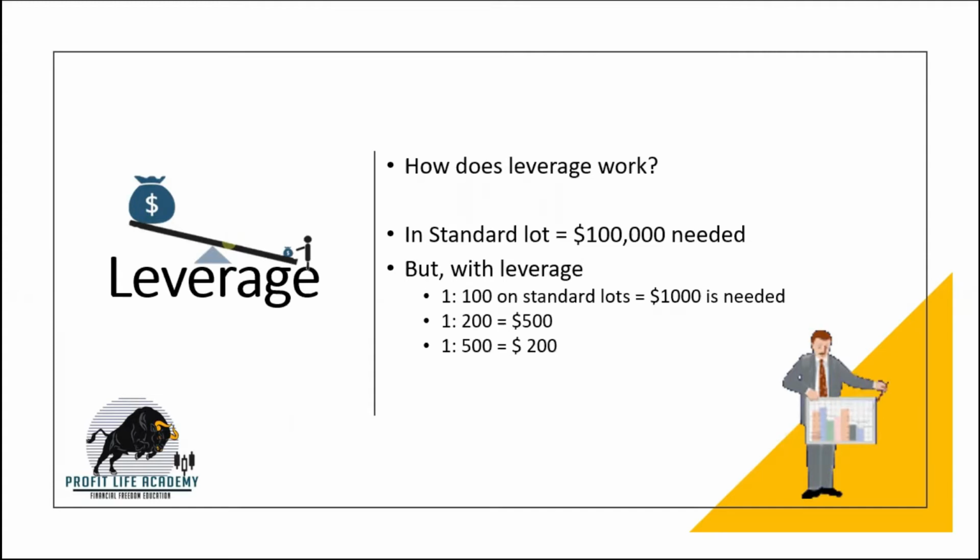So if you have 1:200, you would need $500. If you have 1:500, sorry, you would need $200, right? So as you can see the trend there, with greater leverage, there's less money required. And the money required would be your margin. So margin basically is a down payment for your account, right? So it's a down payment for you to be able to get into trades of such magnitude, right?